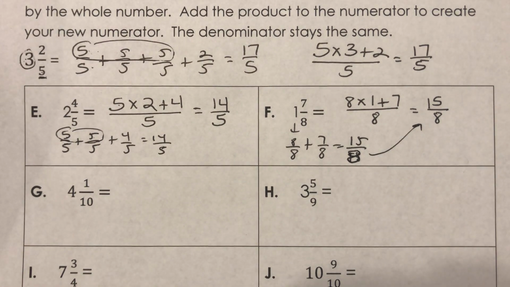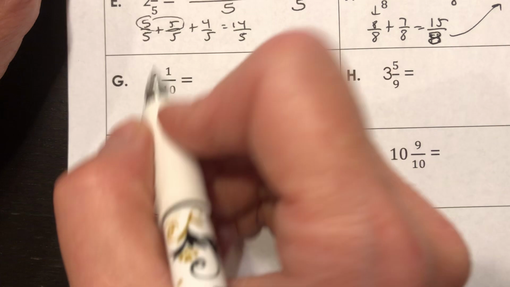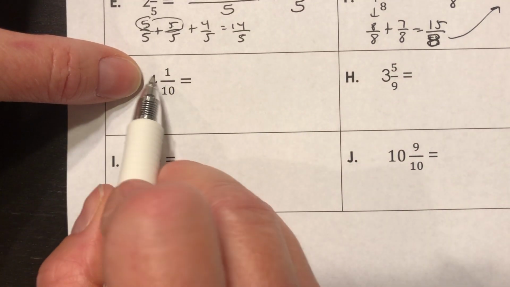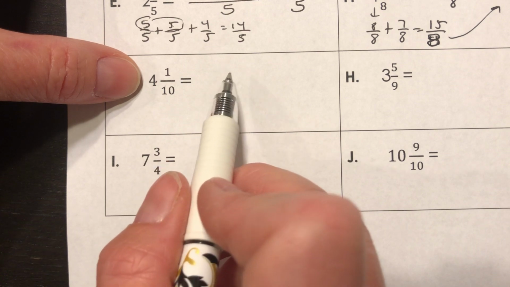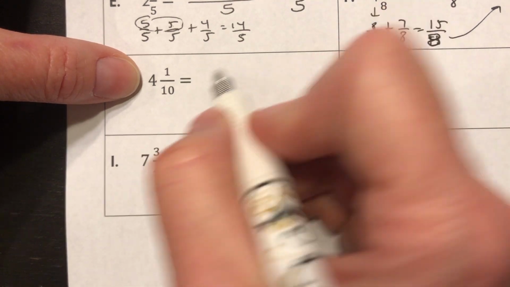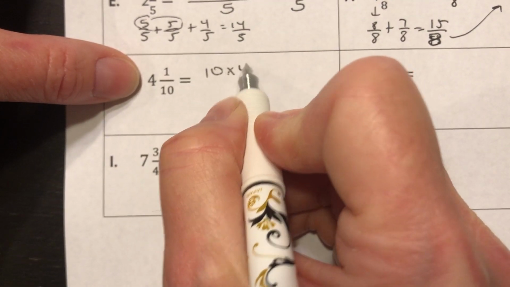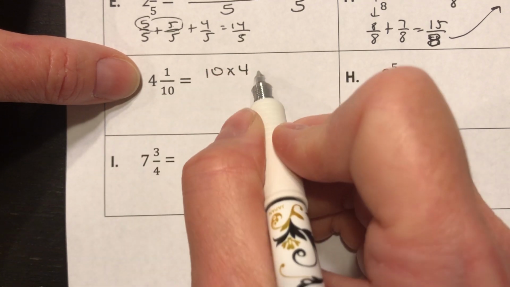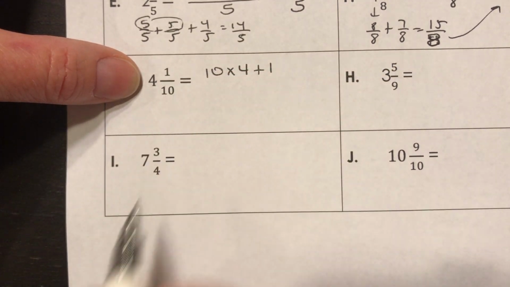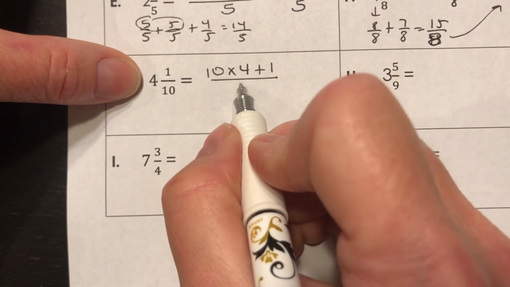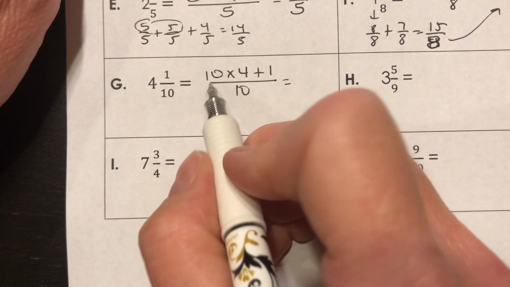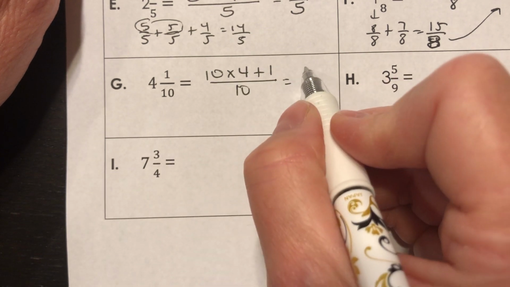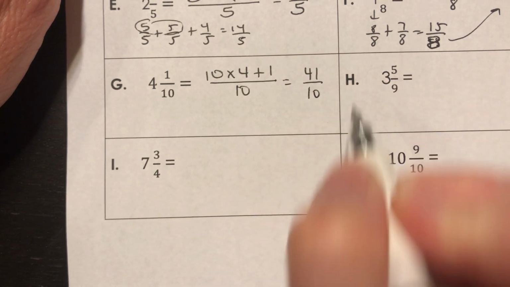It's the same. Okay, 4 and 1/10. This means I would have 10 tenths 4 times. So instead of writing 10 tenths plus 10 tenths plus 10 tenths plus 10 tenths, I'm just going to do 10 times 4, the denominator times my whole number, plus I have that 1/10 left. All over 10, because your denominator, yes, never changes. So 10 times 4 would be 40, plus 1 is 41 tenths.